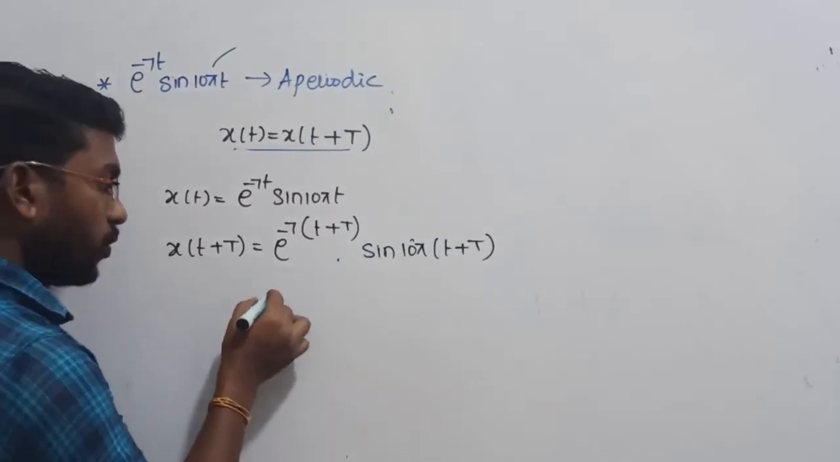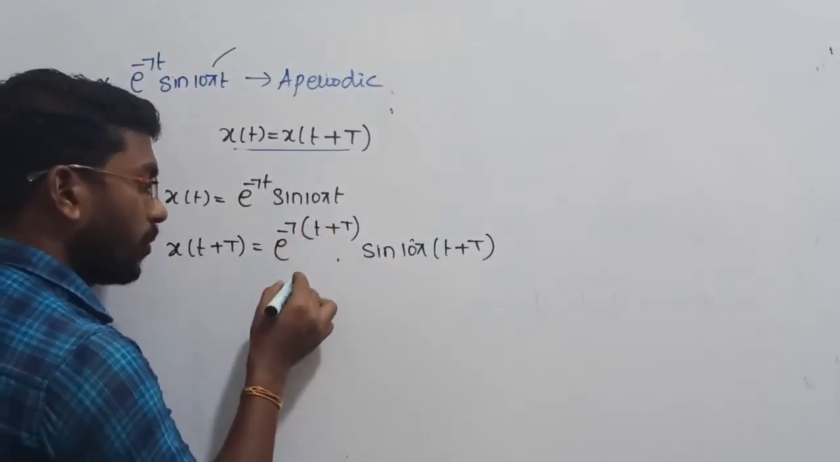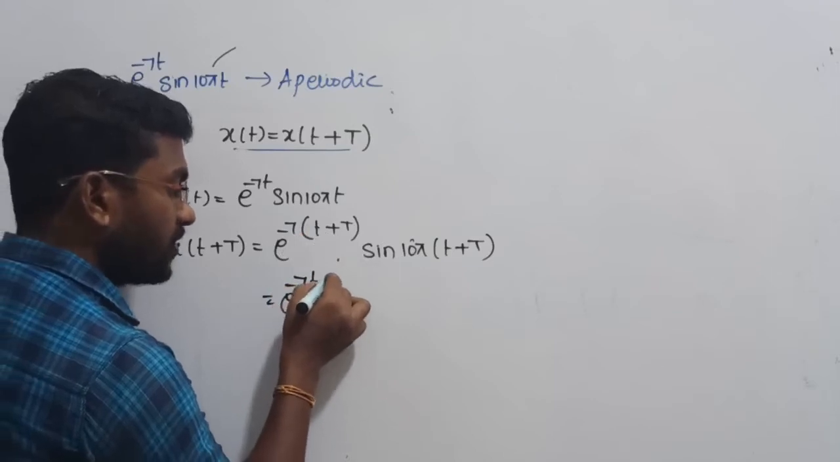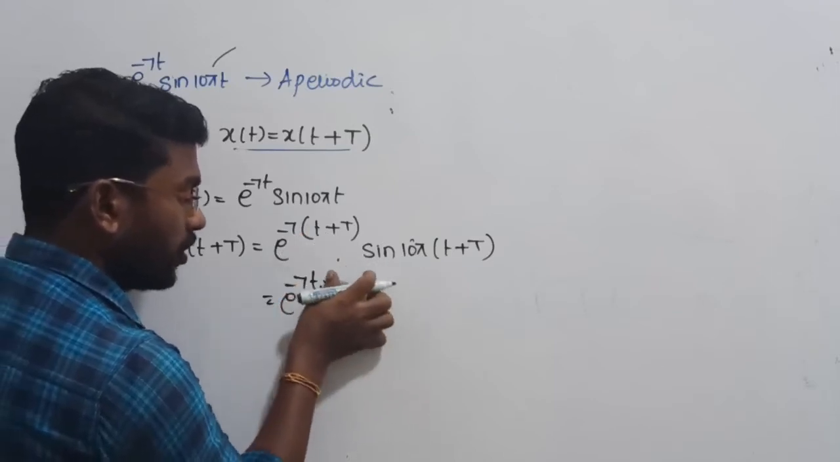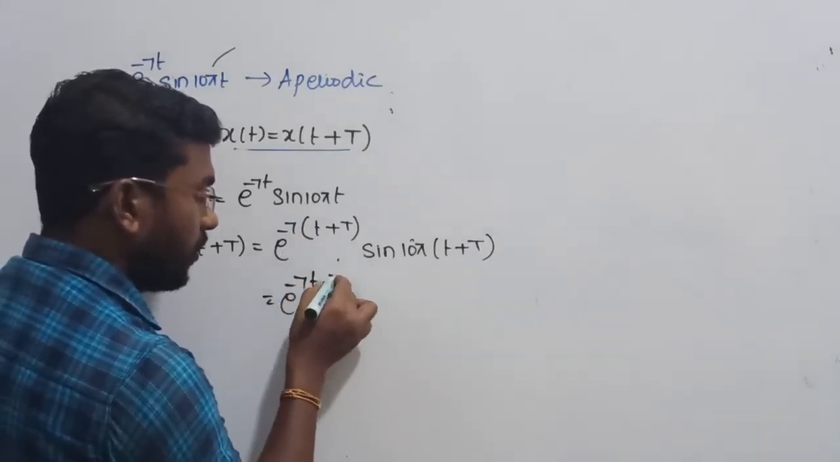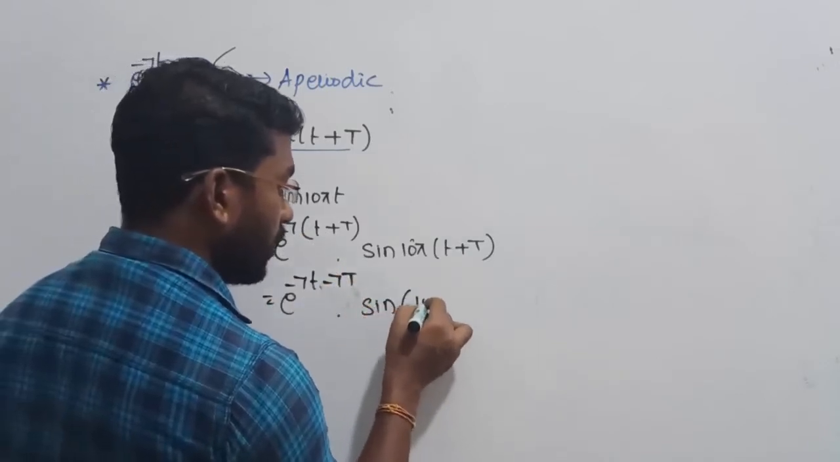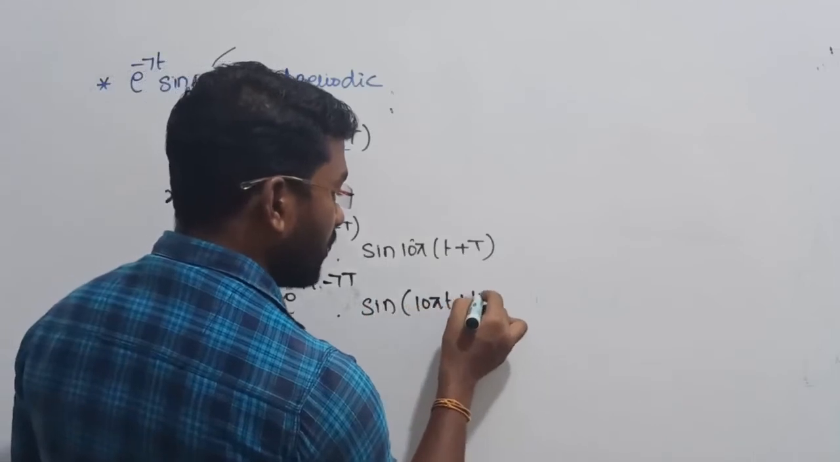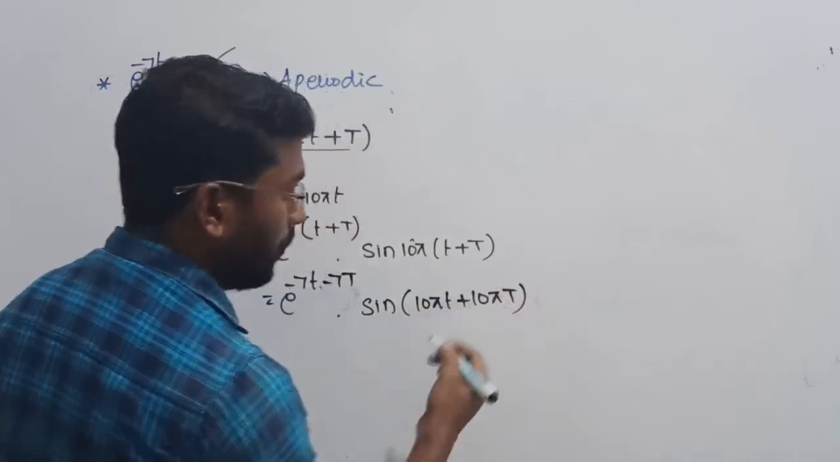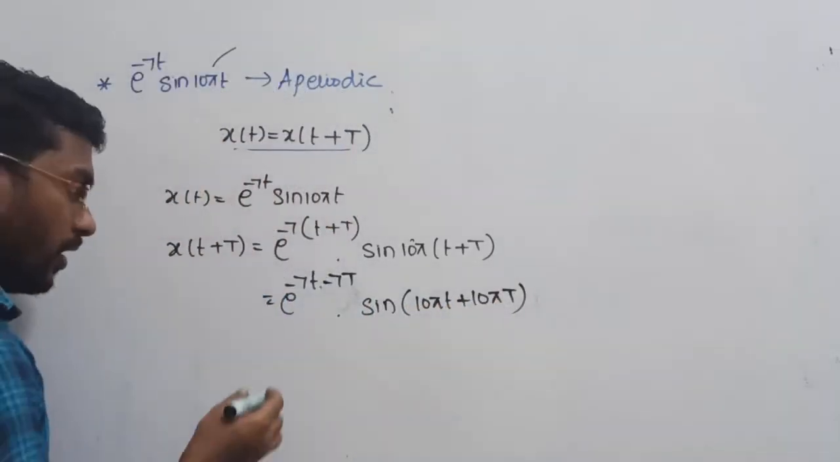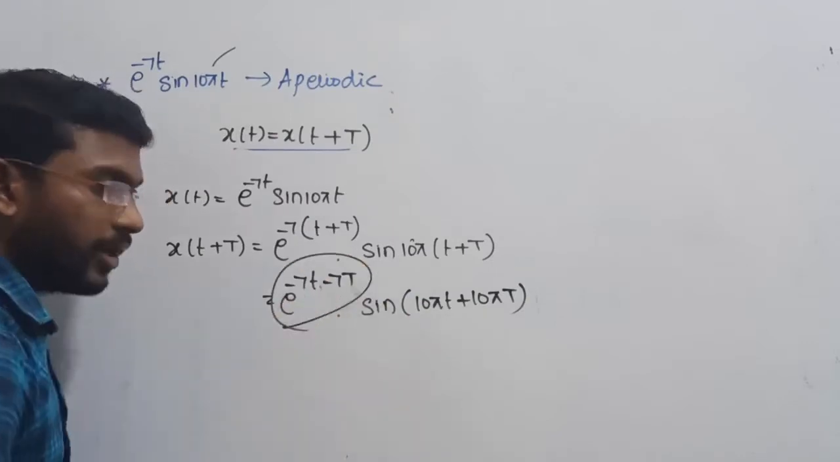Now just check it once. E power, if the bracket opens, e power minus 70 plus, both are going to be minus. So minus 70 minus 7 times the fundamental time period, dot sin of, if you open up the bracket, it will become 10 pi t plus 10 pi fundamental time period t. Now tell me whether your exponential function is the periodic one.